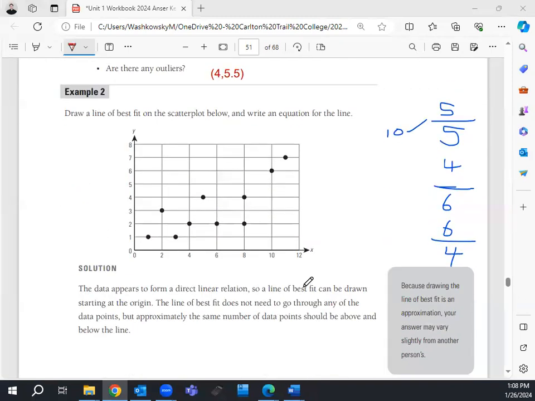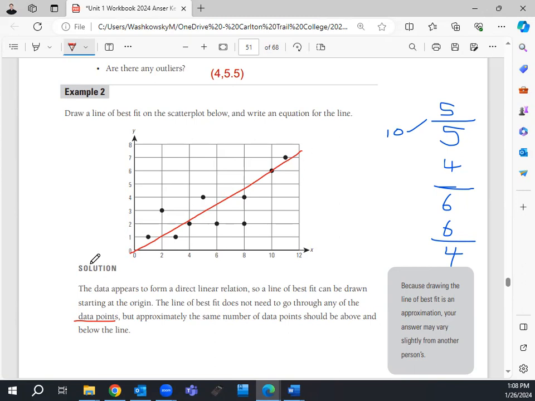So a line of best fit can be drawn starting at the origin because this looks like a direct one. It does not need to go through any of the data points, but we want to try and get points above and below. Now, this is what we call an approximation. We are doing an educated guess, and that's okay. Like I said before, all of our graphs are usually going to look a little bit different. So what I like doing is taking a pencil, for example, or a ruler even. You could lift it up so you only see the line, and you can count how many points are above and below.